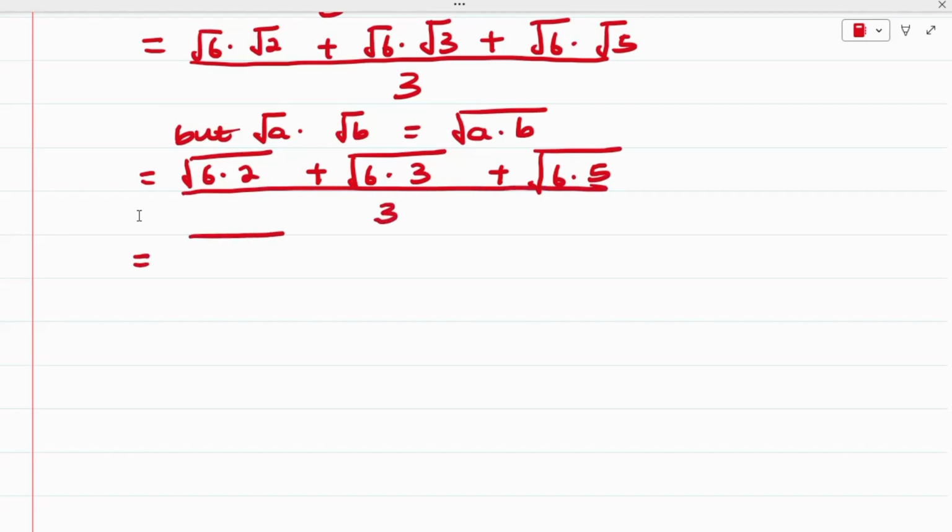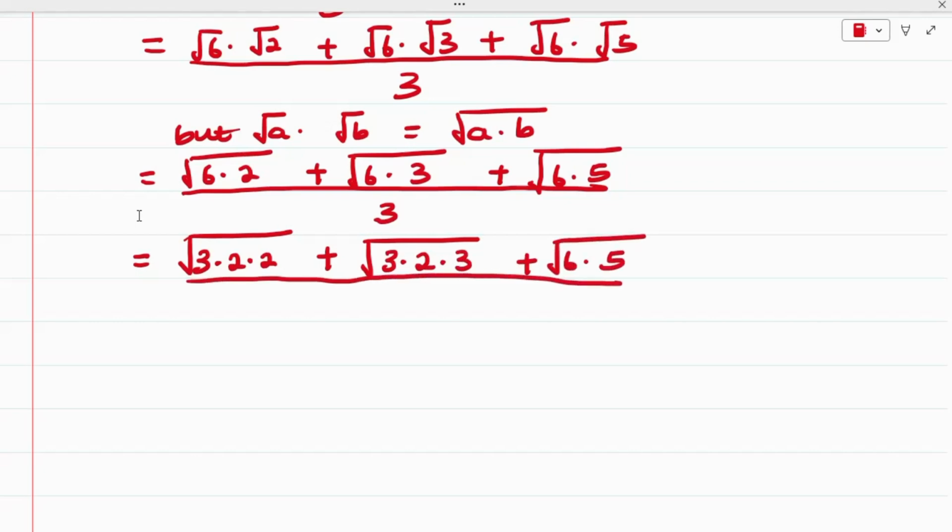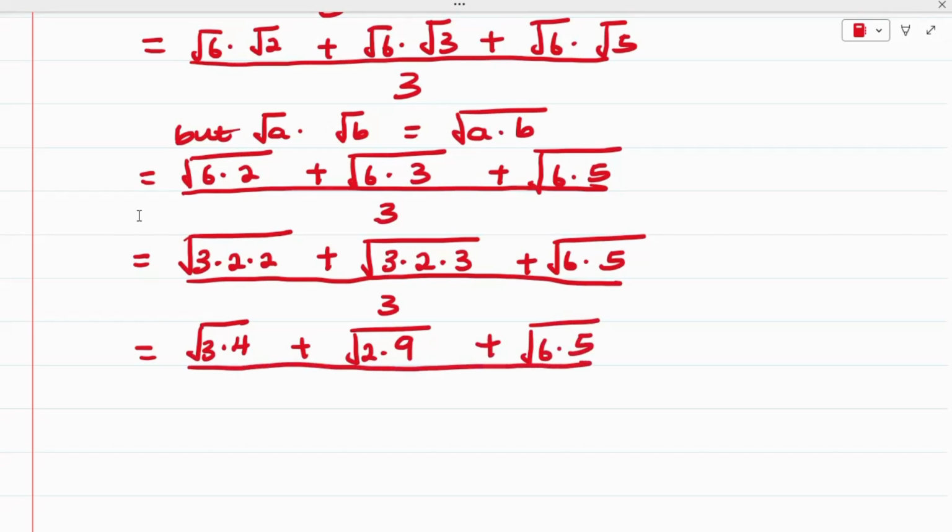So this is equal to the square root of 6 can be expressed as 3 multiply 2 plus the square root of 6 can be expressed as 3 multiply 2 multiply 3 plus the square root of 6 multiply 5, and this is going to divide 3. So this is equal to the square root of 3 multiply 2 multiply 2 is 4 plus the square root of 3 multiply 3 is 9. So we have this to be 2 multiply 9 plus the square root of 6 multiply 5 divide 3.